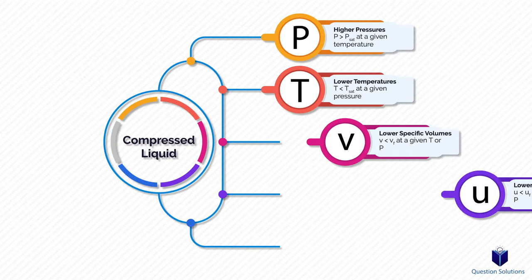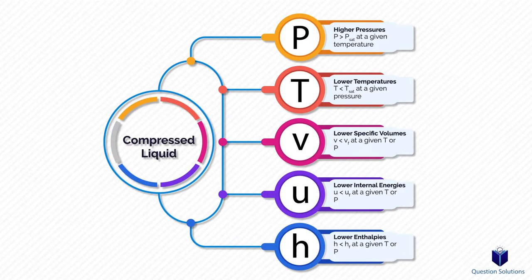Now for compressed liquids, the characterizations are these. In the case of compressed liquids, you treat it as a saturated liquid at the given temperature. So you end up looking at the temperature tables to find the properties you need.